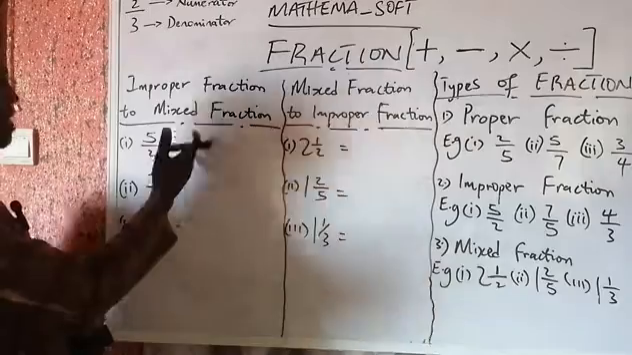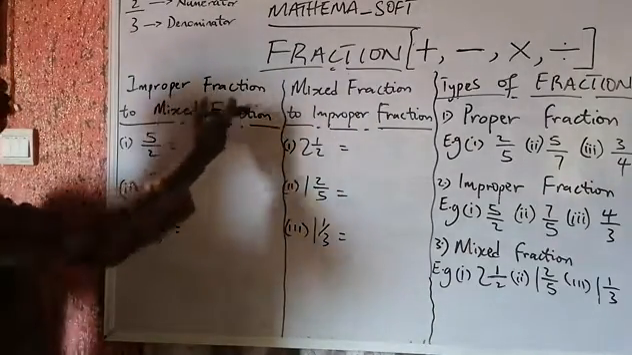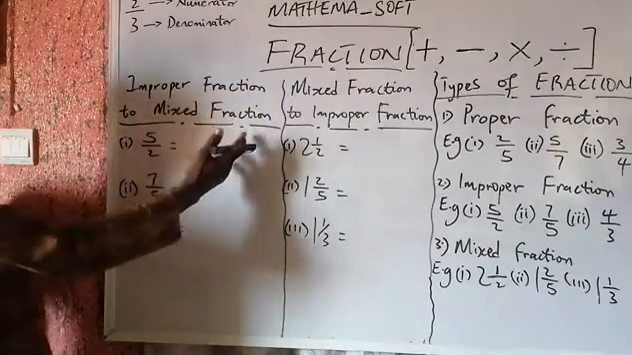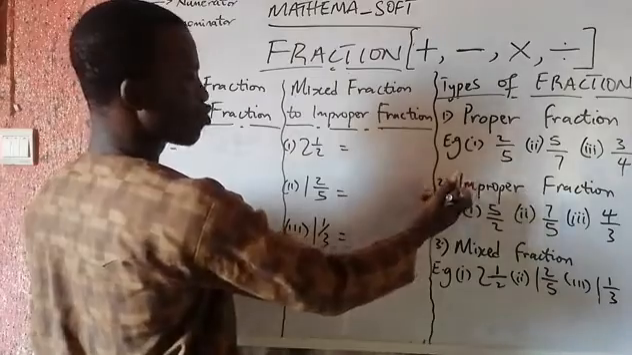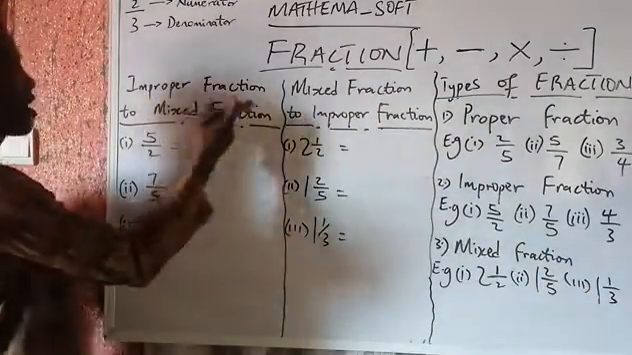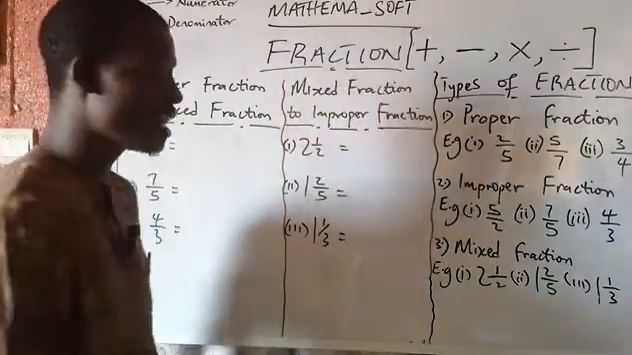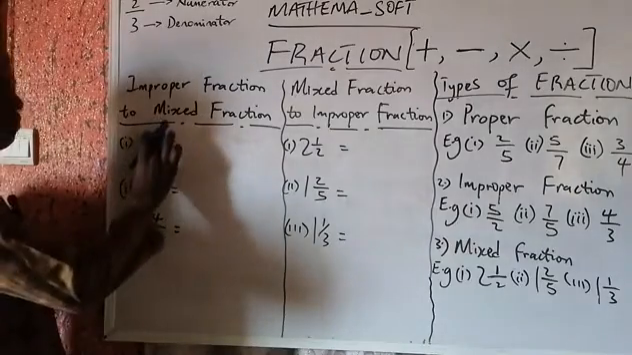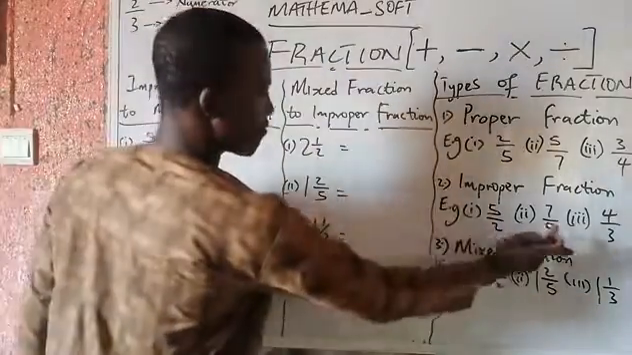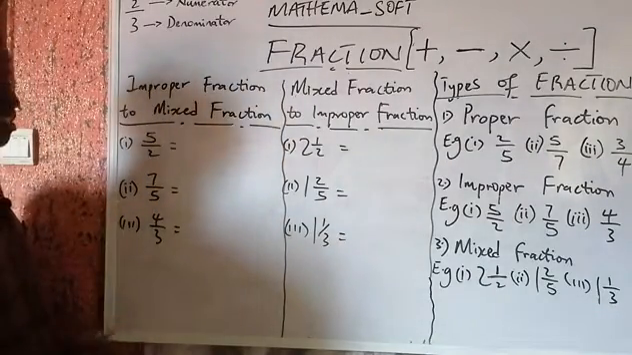Okay, let's look at the first category. Let's say we want to change improper fraction to mixed fraction. I don't want to get you confused, so I'm just using the same numbers all through, just the numbers we have used here. So these are the improper fractions that I have here: 5 over 2, 7 over 5, 4 over 3. Now, how do I change this to mixed fraction?